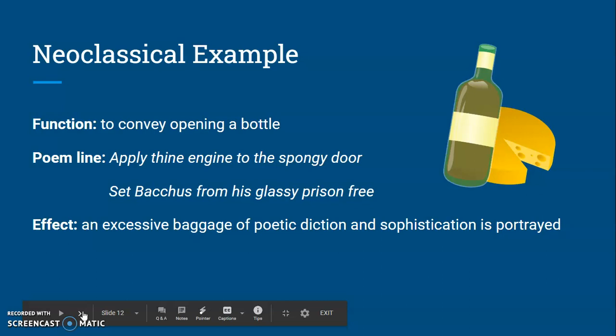So our example of neoclassicalism is to convey opening a bottle. The line from the poem is, apply thine engine to the spongy door, set Bacchus from his glassy prisons free. The effect of this is an excessive baggage of poetic diction and sophistication that is portrayed in the line.